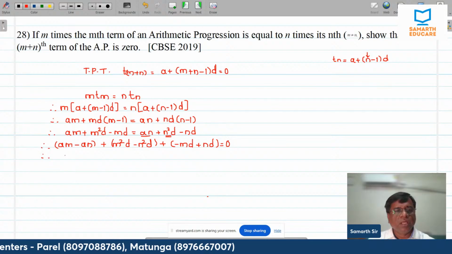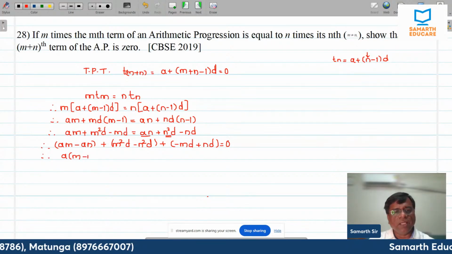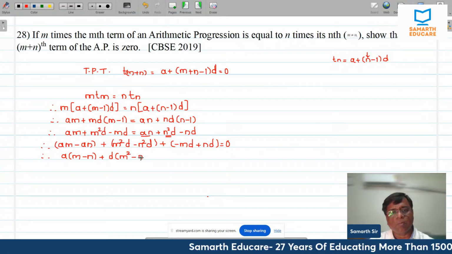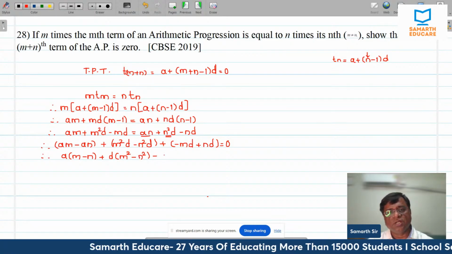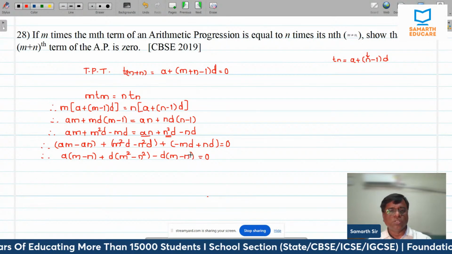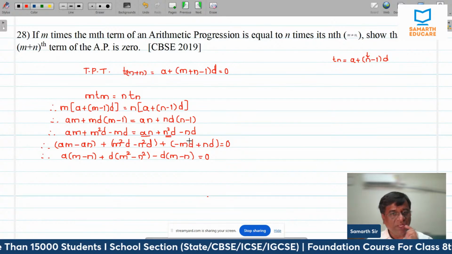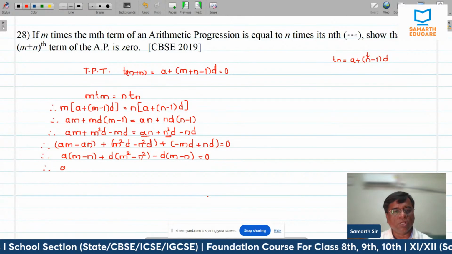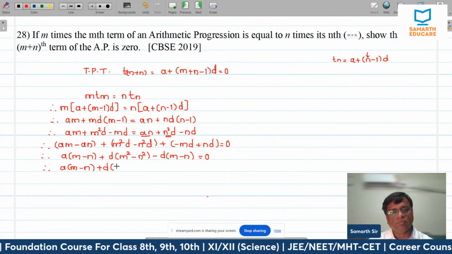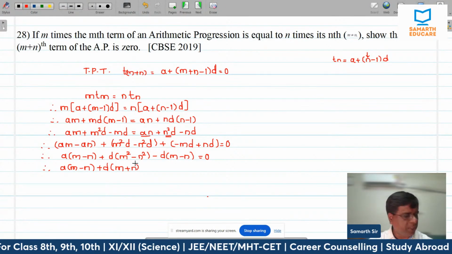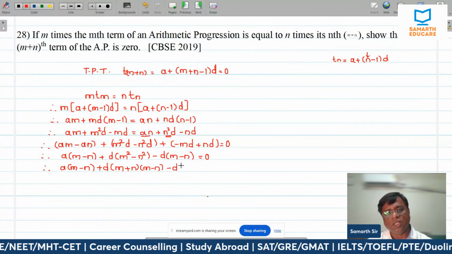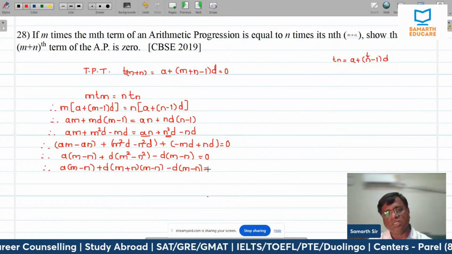Now if I take a common, I get m minus n. If I take d common, I get m square minus n square. If I take minus d common, m minus n is left, equal to 0. Now this m square minus n square can be written as m plus n into m minus n, minus d into m minus n is equal to 0.